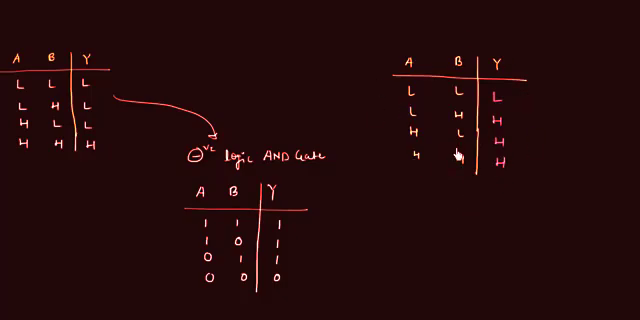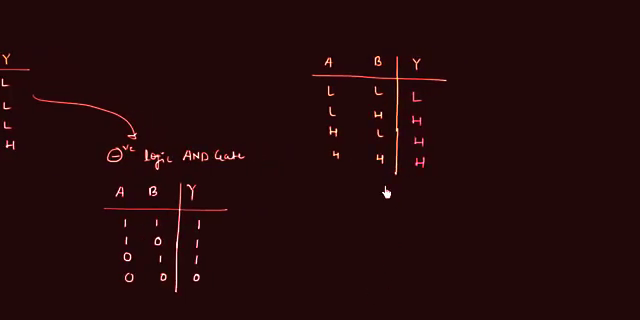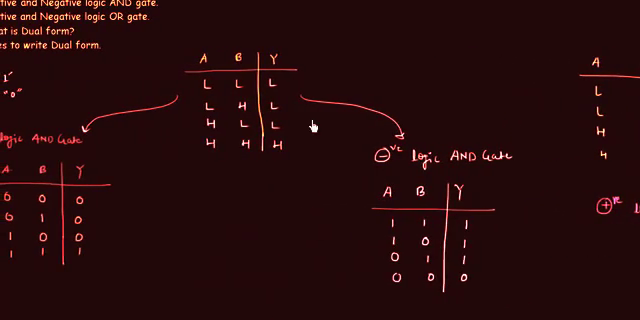So this is the table for OR gate, and we want the positive logic OR gate. So we are going to convert this to the positive logic OR gate the way we converted this table to the positive logic AND gate.